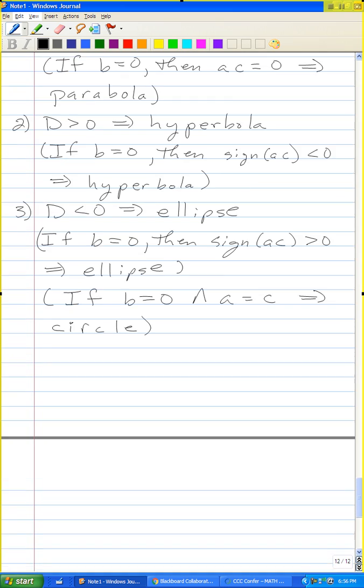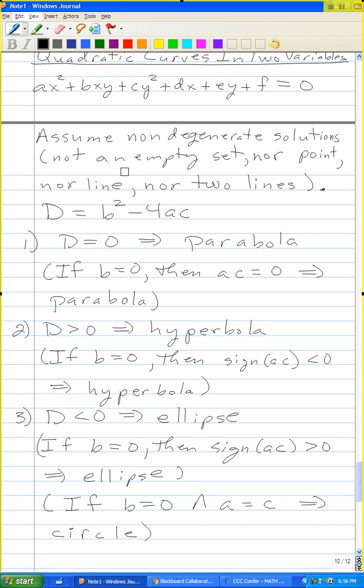And by the way, this term b here, if it's not 0, what it does is it actually rotates the curve. So this is sort of a rotation. And so let me do problem number, let's say 51.